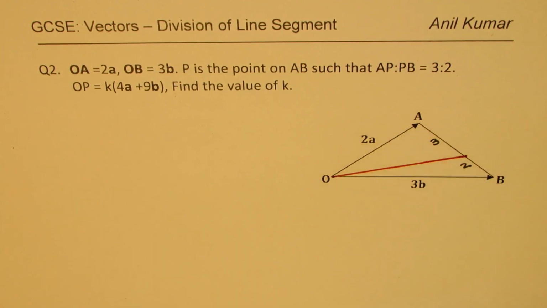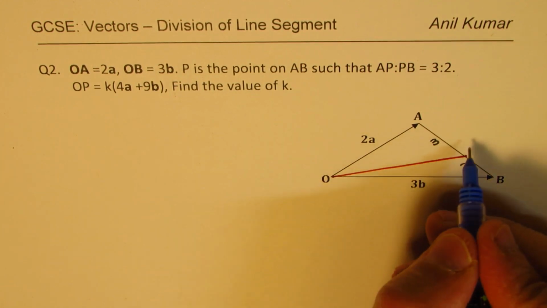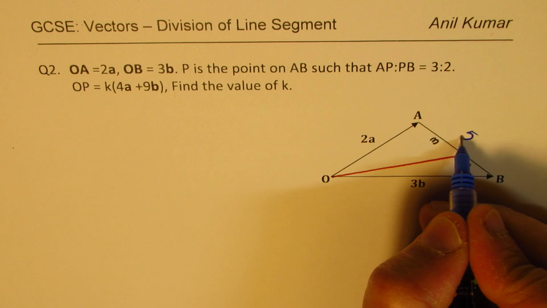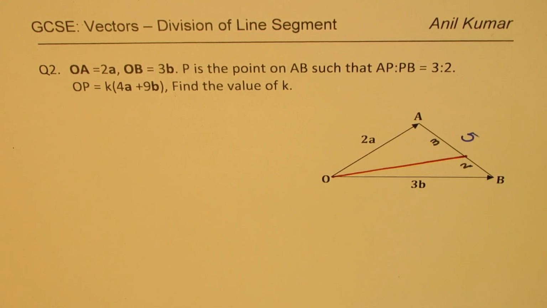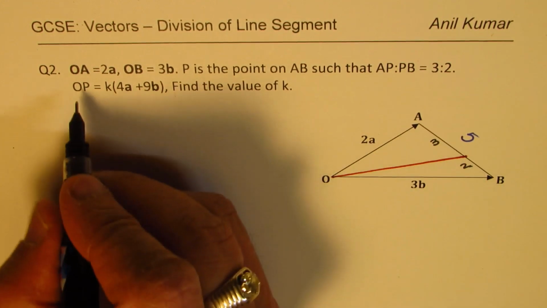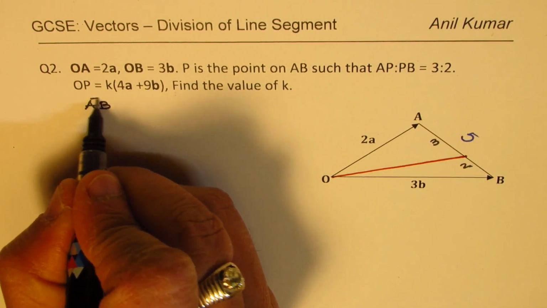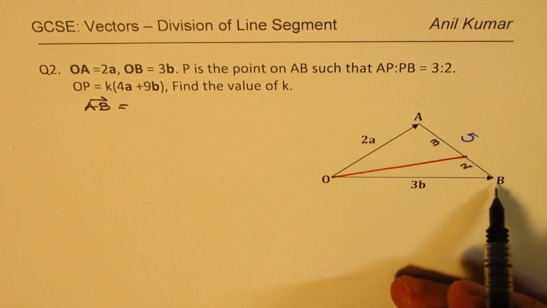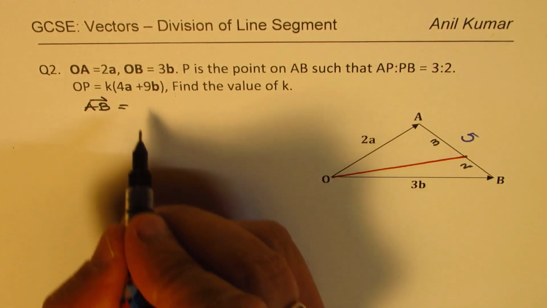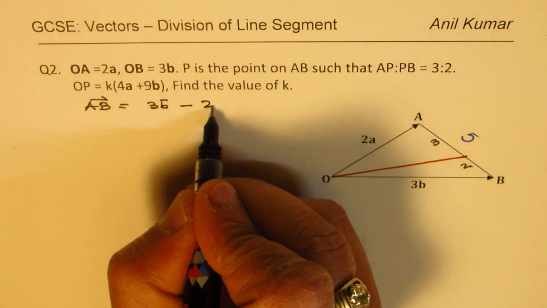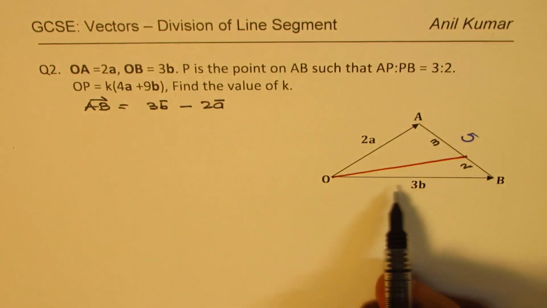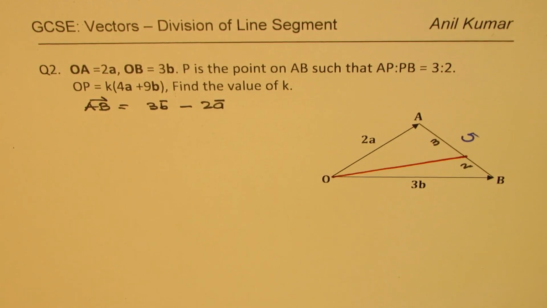So the total here will be what? 3 plus 2 is 5. So the whole unit will be 5 units, correct? Out of which this is 3, this is 2, A to B. Perfect. Now from here, you can very clearly write what vector AB equals. Vector AB will be 3B minus 2A. 3B minus 2A, that is vector AB.